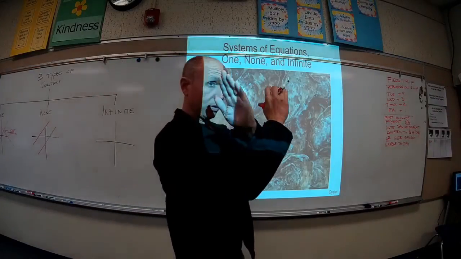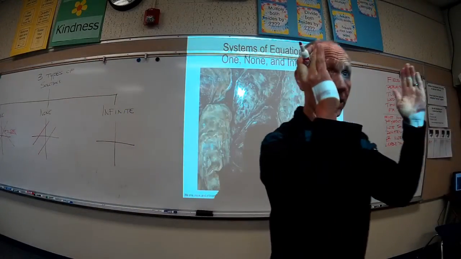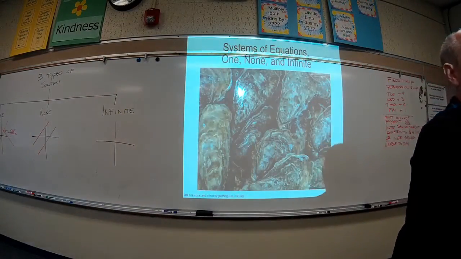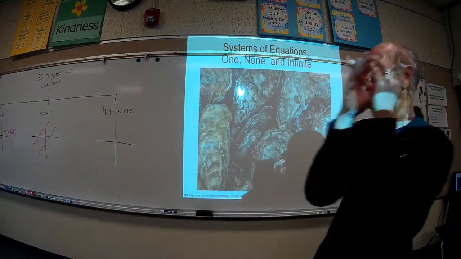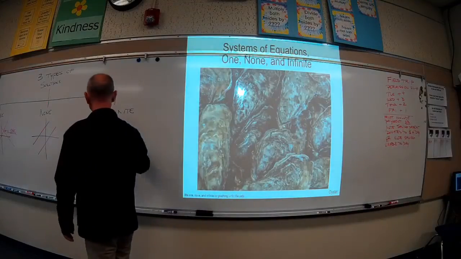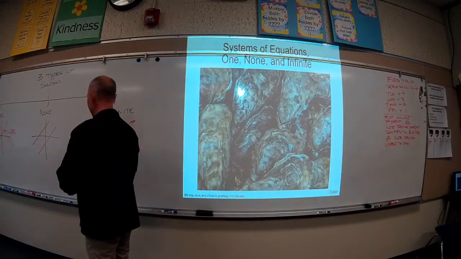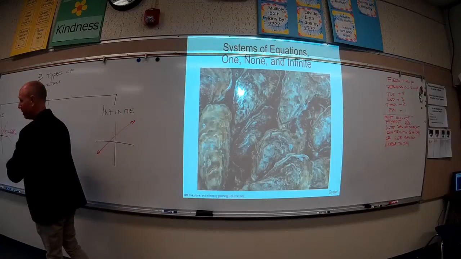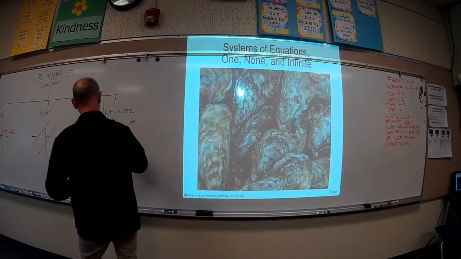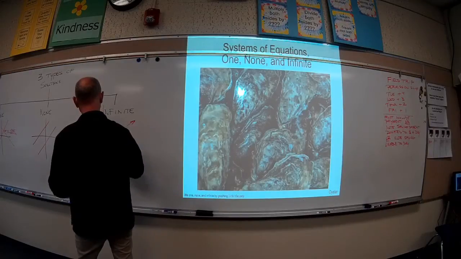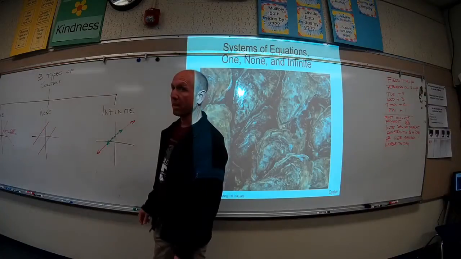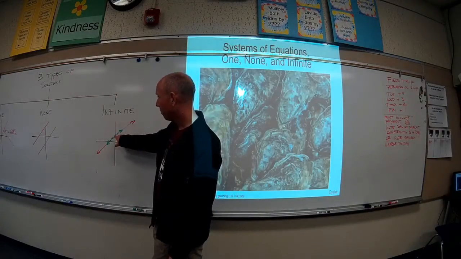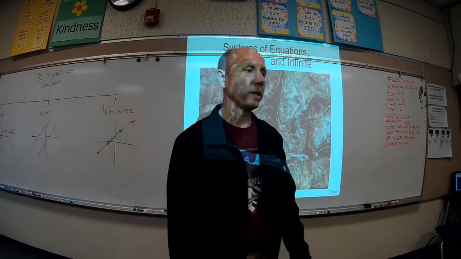One, none. Okay, and this is infinite. How many points do these lines share? Every point. This one's hard to draw, because what I'm going to do is put one line right on top of another line. It's the exact same line twice. Because they share a point, all those points are shared, infinite points.